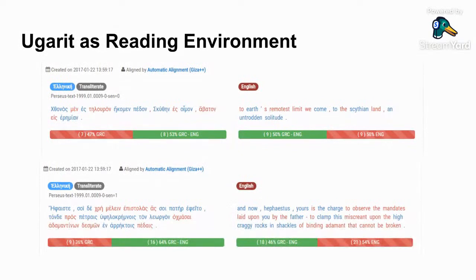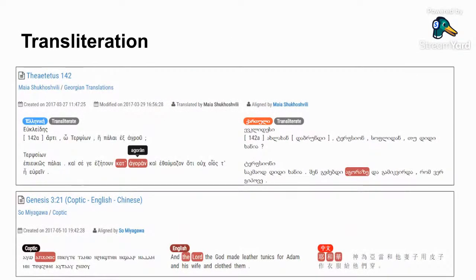Ogaret also can be used as a reading environment where people can read the text with their translations. We also provide a transliteration for some languages, especially for people who cannot read, for example, ancient Greek or Chinese or Coptic. It's not available for all languages, but we are working on that to make it available for as many languages as possible in the database.